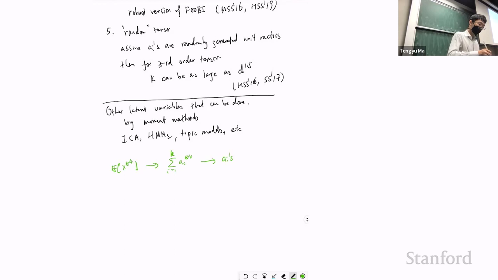That matters because this k is, what is k? In the mixture of Gaussians, k is the number of mixtures. So if you can handle over complete tensor decomposition, that means that for the original problem, you can handle more than d mixtures, right? Your number of mixtures you can handle is more than the dimension. And if you can only do under complete tensors, then your number of mixtures has to be less than the dimension. That's why people care about over complete tensors.